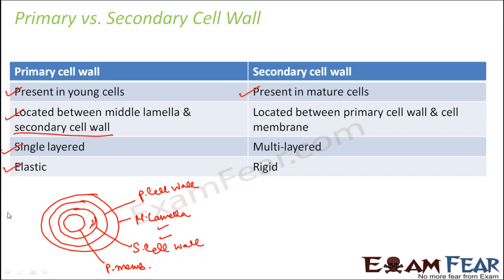Primary cell wall is comparatively elastic and flexible, whereas secondary cell wall is more rigid. That is why in case of young plants, what do you see? The young plants are a little soft and tender, but as they grow and become mature, they become more hard, rigid and tough.